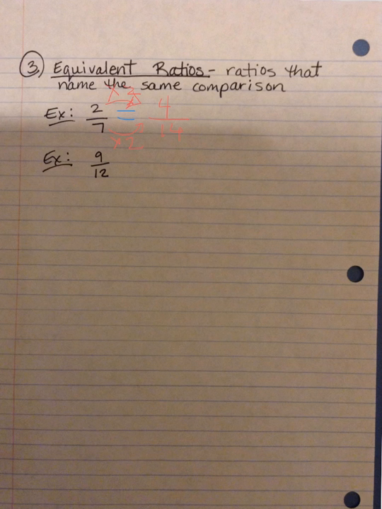So I can multiply the numerator and the denominator by the same number and get an equivalent ratio. I can also find an equivalent ratio by dividing by the same number. So in my second example, I have 9/12. I'm going to divide 9 by 3, and that's going to give me 3. And then I'm going to divide 12 by 3, and that's going to give me 4. So 9/12 is equivalent to 3/4.